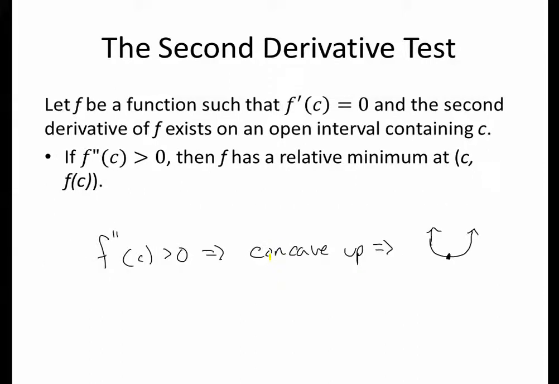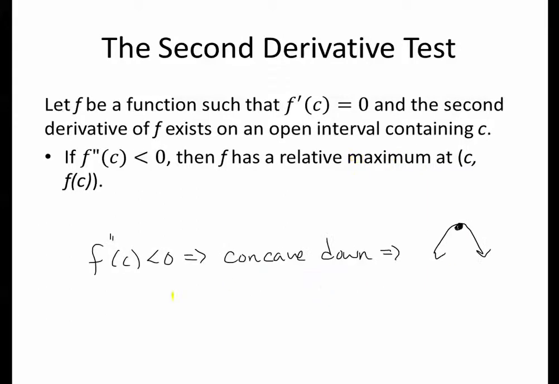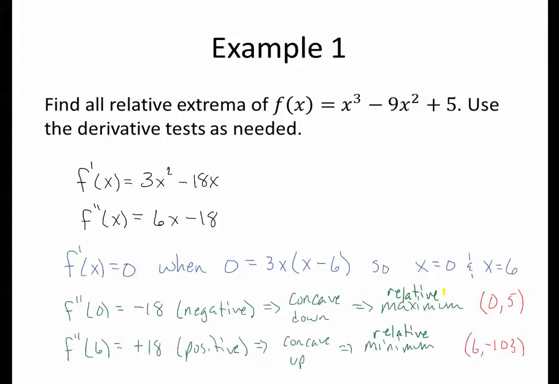Why is this? If the second derivative is greater than 0, we know the second derivative being positive leads to a graph that is concave up. A graph that is concave up will look somewhat similar to this, and you can see it does indeed have a minimum when it's concave up. Similarly, if the second derivative is negative, our graph is concave down. Concave down will look somewhat similar to this, and we have a maximum. So the derivative tests actually make sense with what is going on. Let's look at a couple of examples.